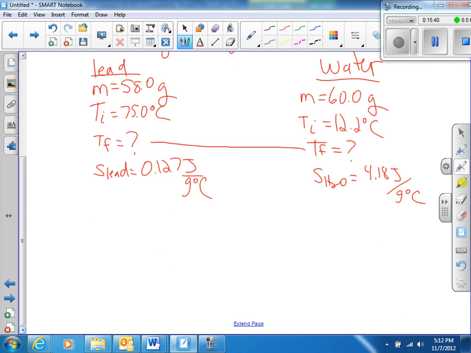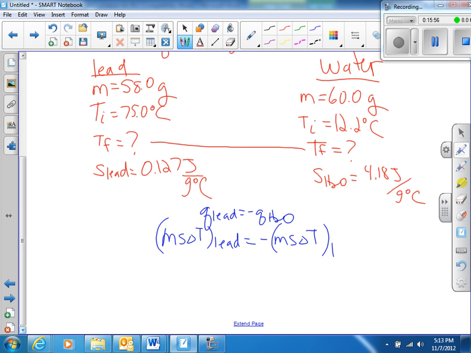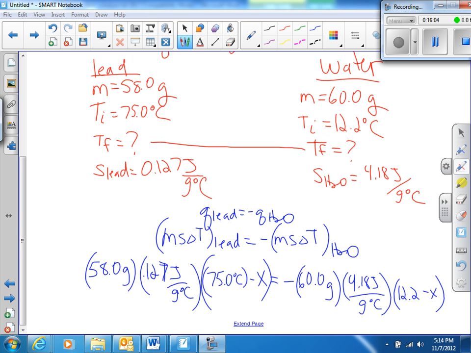So we have our equation. Q lead is negative Q water. And now m c delta T of the lead is negative m c delta T of the water. We'll plug in our values. You can pause and try to solve this whole thing out. I'm going to put it up in a moment. Okay, and notice I put an X for TF just because often students are thinking about algebra. It's up to you. You could leave the X as a TF symbol.